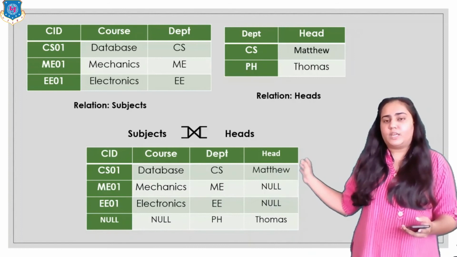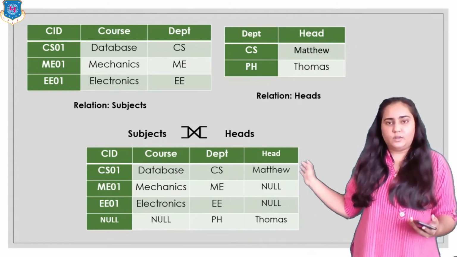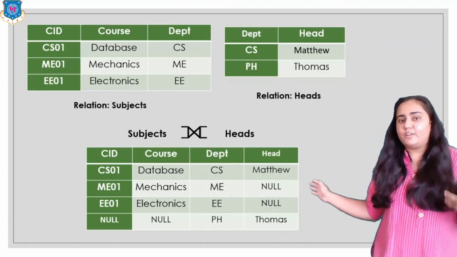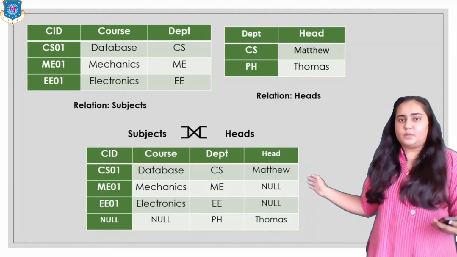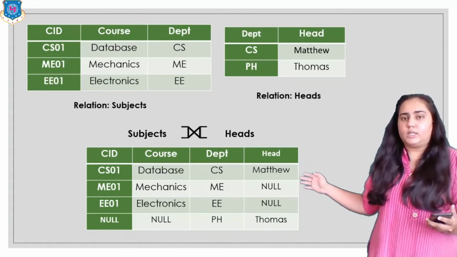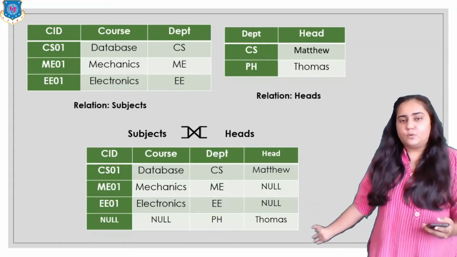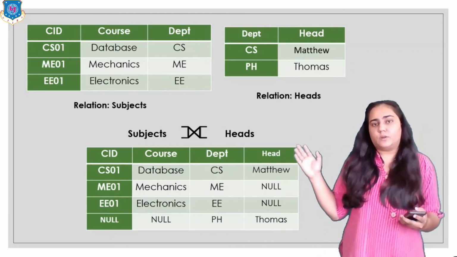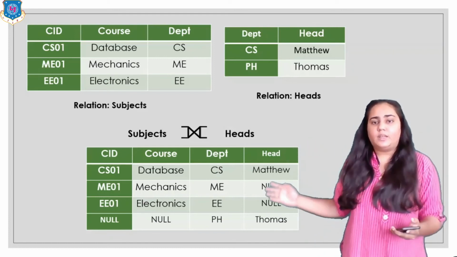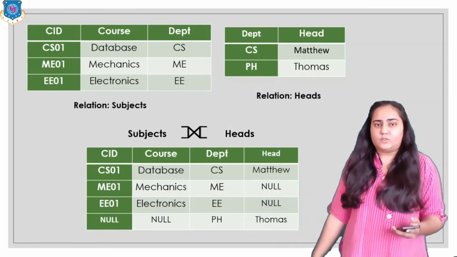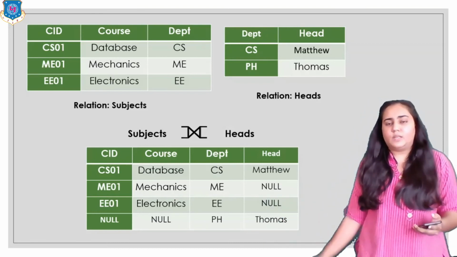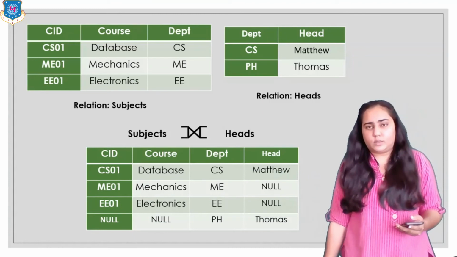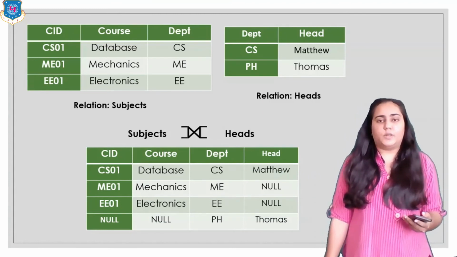The first row you are getting as a result of natural join itself, and these next two rows you are getting as a result of left outer join, because ME and EE do not match with any department in the heads table. The last row you are getting as a result of the right outer join, where PH is not matching with anything on the left hand side, and yet it is displayed with null values of CID and course. So you can see there are null values here also because head is not present in the subjects table. So this is how a full outer join works.